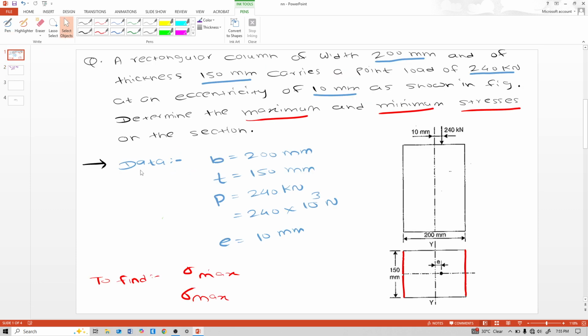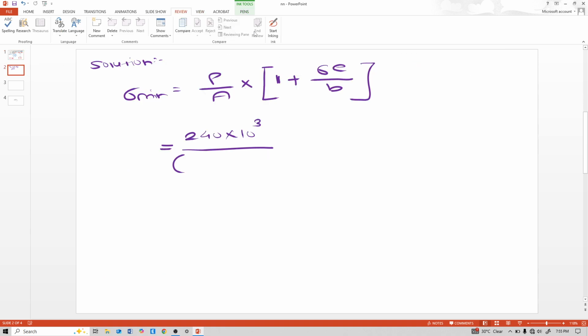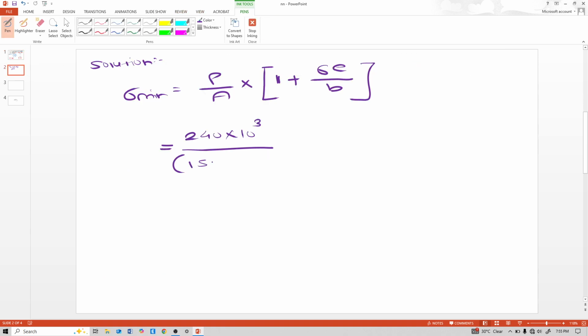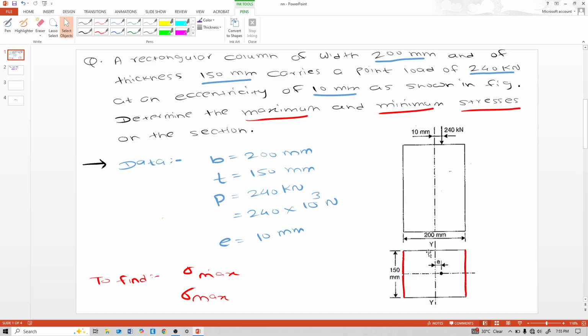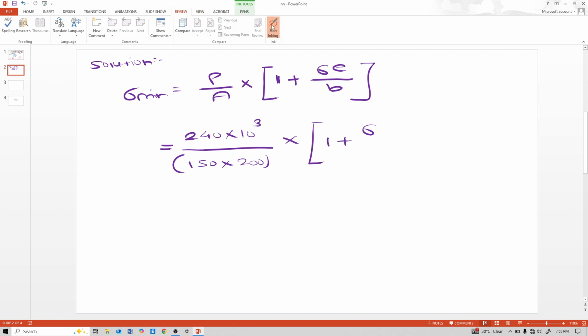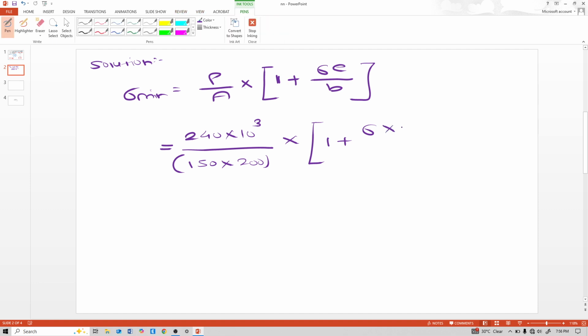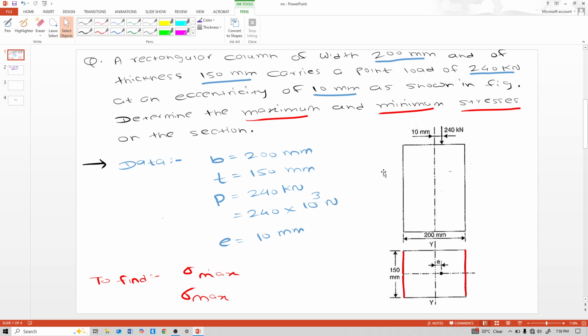Area, the sectional area, is 150 on this side and 200 on this side. 150 into 200 into 1 plus 6 into eccentricity. Sorry, 240 kilonewton is not the eccentricity, it is the eccentric load. Eccentricity is this 10 mm.